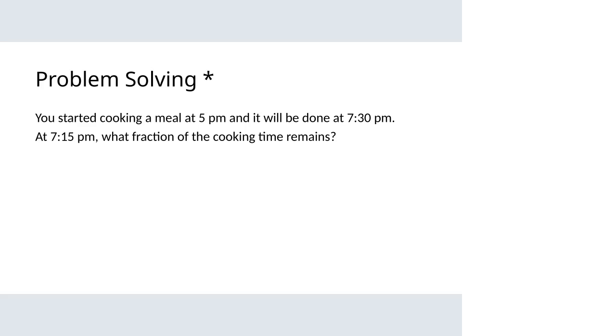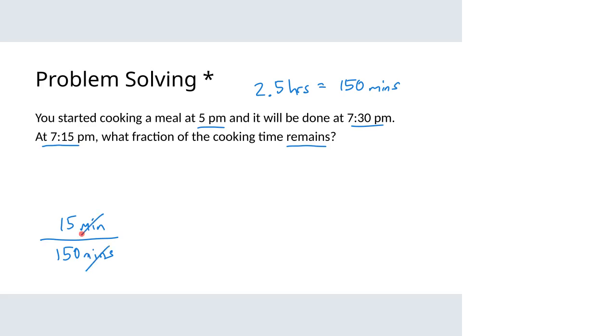So as it turns out here, it's 7:15. What fraction of the cooking time remains? And that's 15 minutes that remains out of the, let's see, 5 to 7:30. That's 2.5 hours, which we saw a little bit ago was 150 minutes. So I have 15 minutes left out of the 150 minutes total time. And so the units cancel each other out. They're not going to be an issue for us here. So really what we're looking at is the fraction 15 over 150 that we want to reduce.